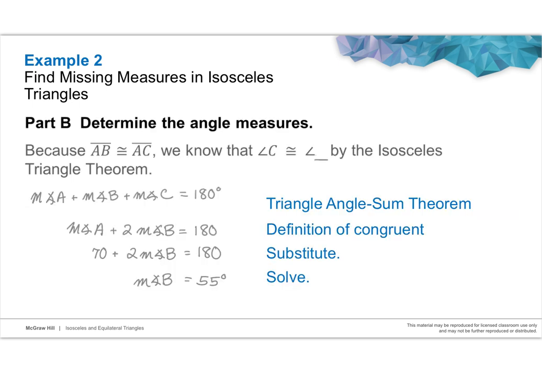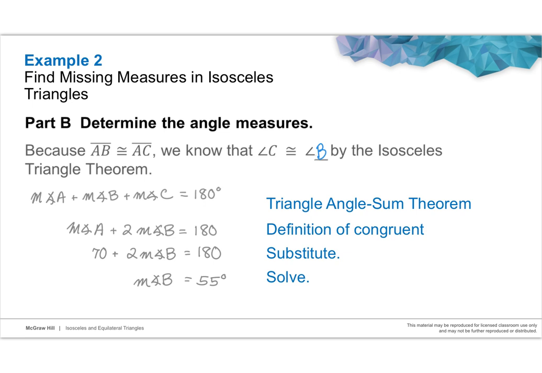So now we're going to progress to determining the angle measures. Because we know that the triangle is isosceles, we know that angle C is going to be congruent to angle B by that isosceles triangle theorem. We know that the triangle angle sum theorem says that all three angles add up to 180. But if C is congruent to B, we can substitute in for the measure of angle C another measure of angle B. So we end up with two measures of angle B in the mix. And we have the measure of A, two measures of B, and then 180 for our total.